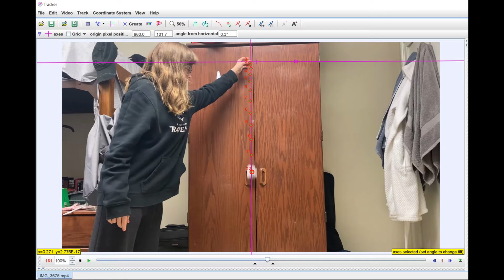The axes that are used in Tracker determine the direction in which the object is moving. For this experiment, the positive x direction points to the right, and the positive y direction points upwards. This means that as the ball of paper drops to the floor in the video, it is moving in the negative y direction. Because the ball drops in a direction that appears slightly slanted on camera, the axes have been modified so that the ball moves only in the y direction.